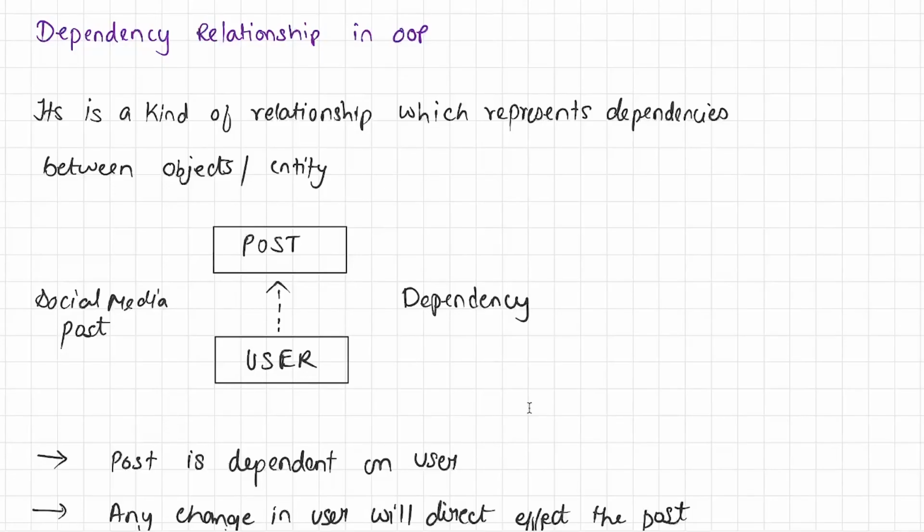Alright guys, let's begin this video with the very first question: what is dependency relationship? Well, it is a kind of relationship which represents dependencies between objects or real world entities. I think the best way to understand this relationship is using a real world example.